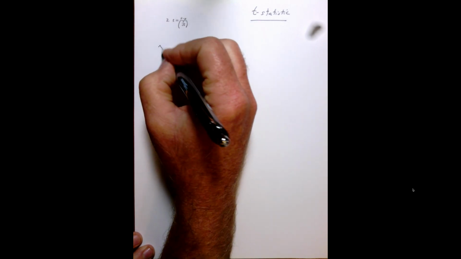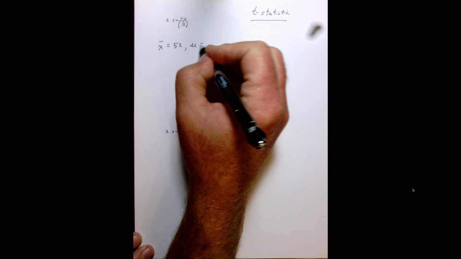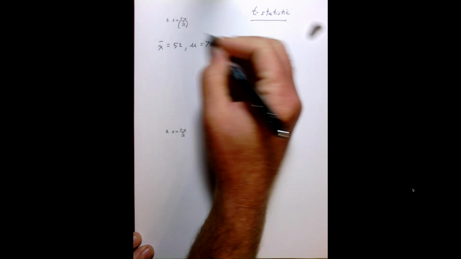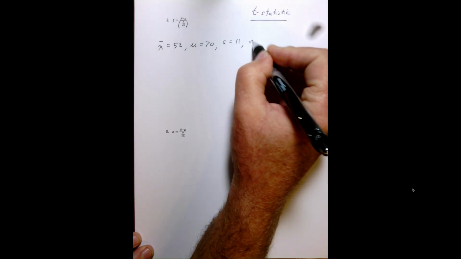So let's say that x bar is equal to 52. Let's say mu is equal to 70. Let's say S is equal to 11. And let's say N is equal to 400. So we want to calculate the test statistic.